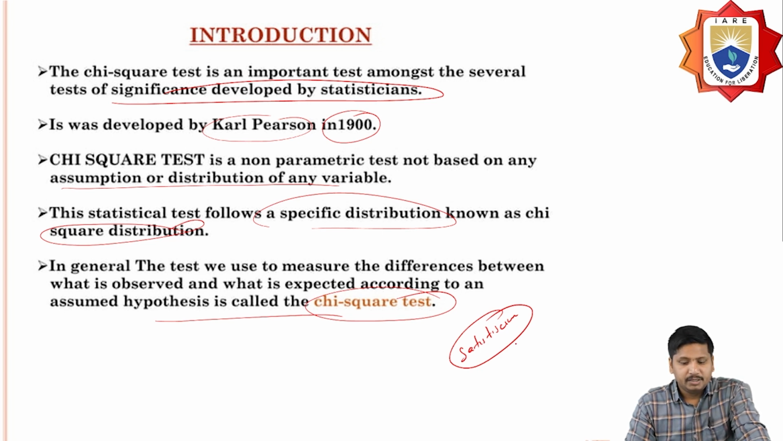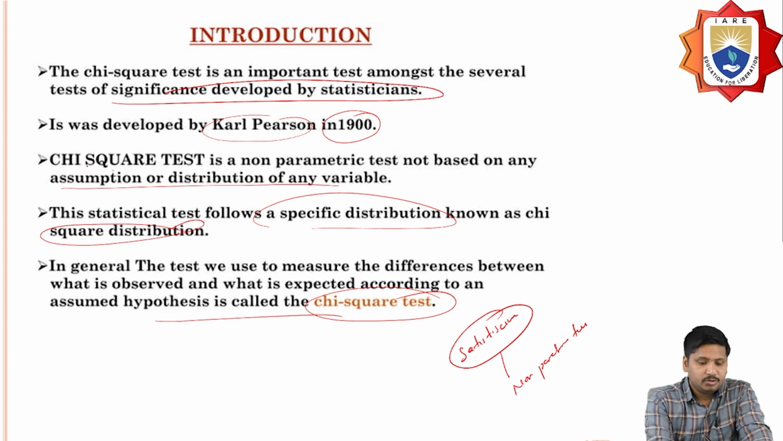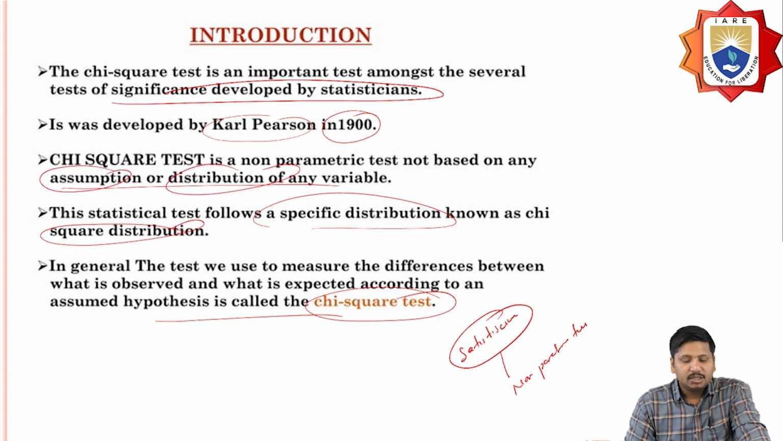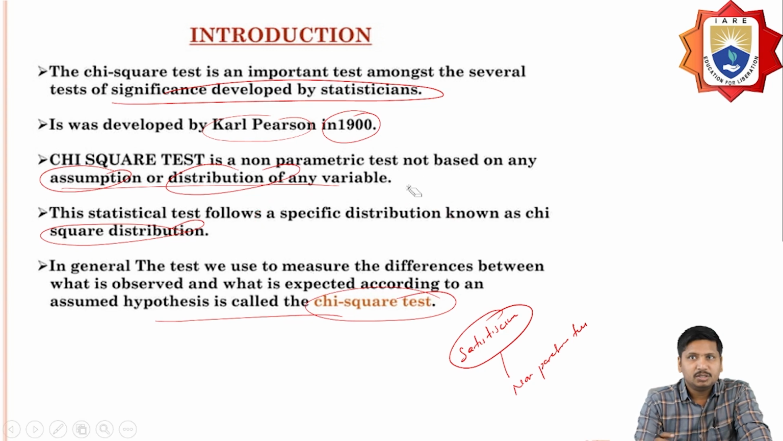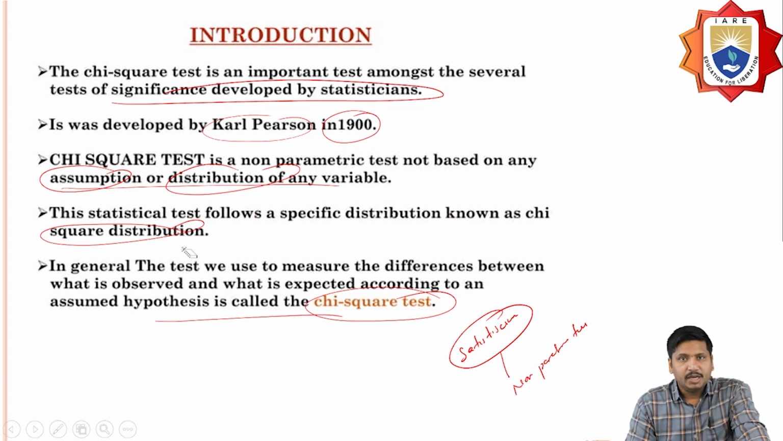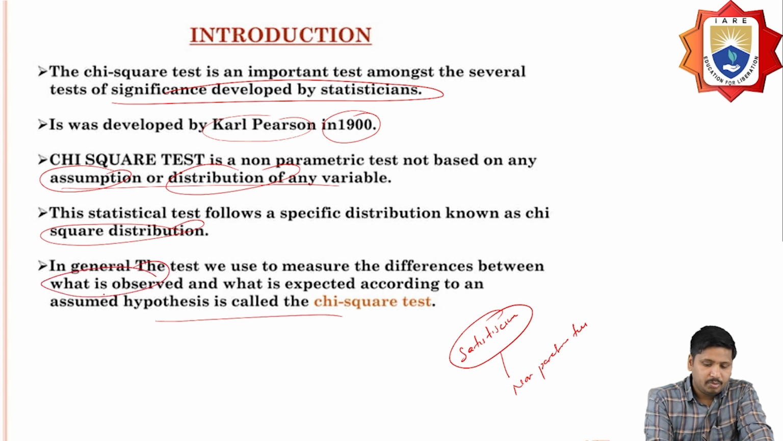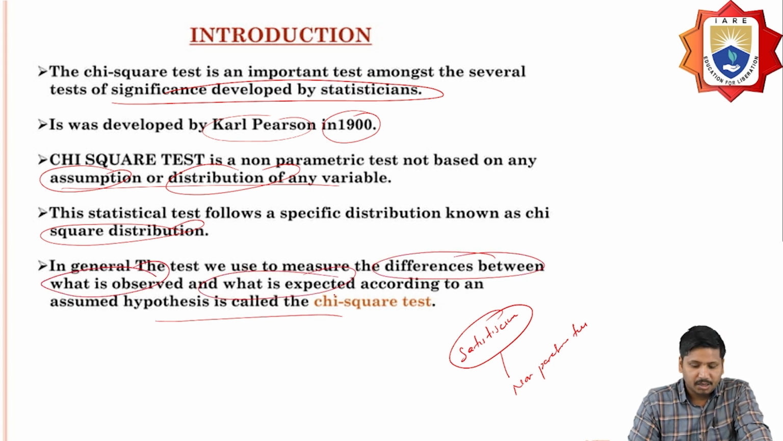It was developed by Pearson in 1900 itself, and it is a non-parametric test, so it is not based on any kind of assumption or distribution of the variable. The statistic follows a specific distribution, the chi-square distribution. In general, what we measure is the difference between what is observed and what is expected according to the assumed hypothesis. That is treated as a chi-square test.